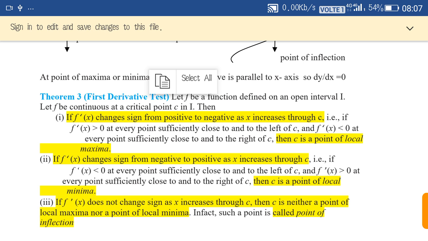Let f be a function defined on an open interval I. Here the interval is open. Let f be continuous at a critical point c in I. A critical point is a point at which the derivative of the function is 0.